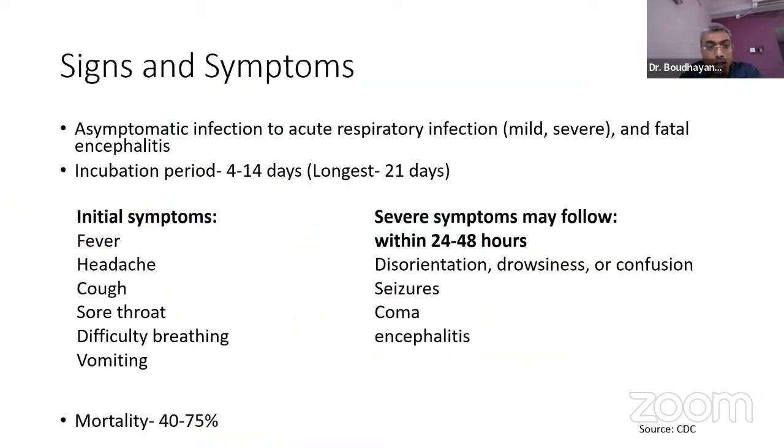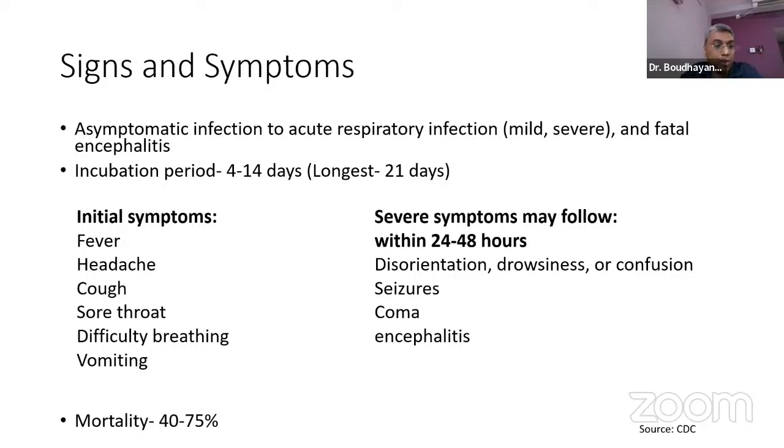What are the signs and symptoms? It is usually an asymptomatic infection in a small percentage of cases, 1 to 4%, but most cases develop encephalitis. The incubation period is 4 to 14 days, and the longest is 21 days. That is important because if anyone comes into contact with a suspected or proven case of Nipah viral infection, then we have to observe or isolate the patient for at least 21 days, 3 weeks.